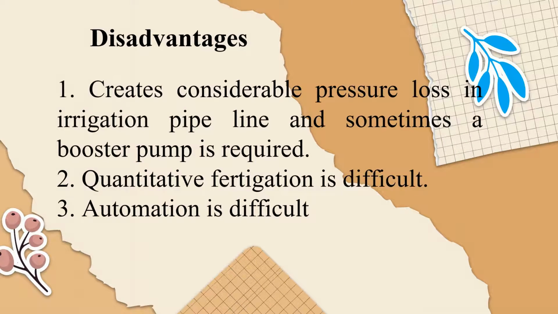And these are the disadvantages. Creates considerable pressure loss in the irrigation pipeline and sometimes a booster pump is required. Quantitative fertigation is difficult. Automation is difficult.